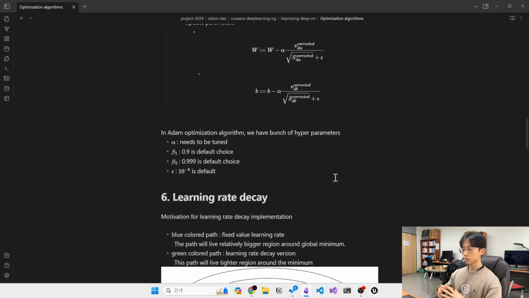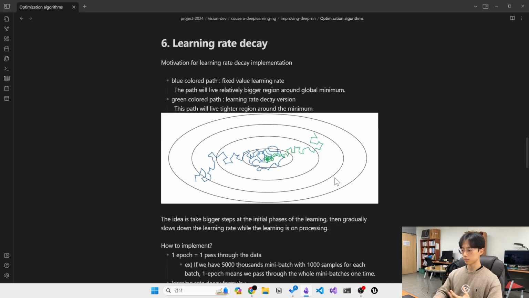And in this algorithm, we have a bunch of hyperparameters, and alpha is the most important one that we need to tune. And beta 1, beta 2, and epsilon, we can use default values for those hyperparameters.